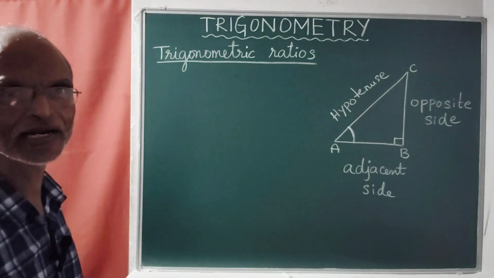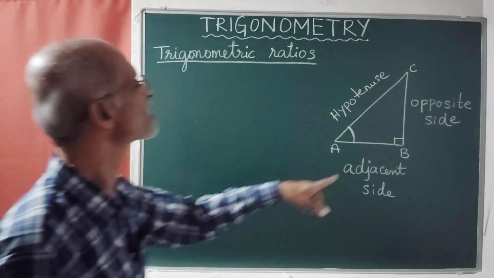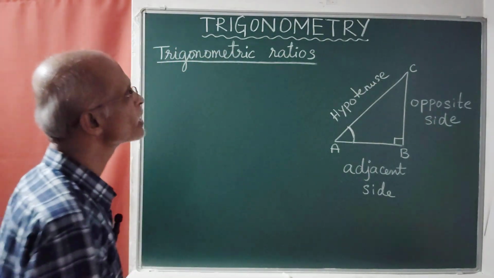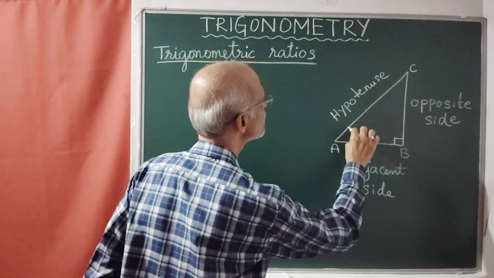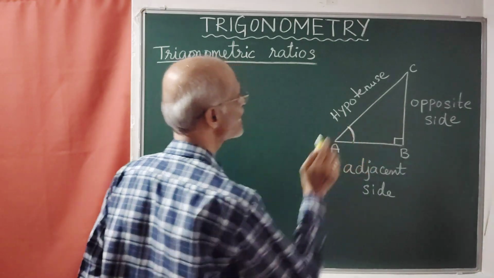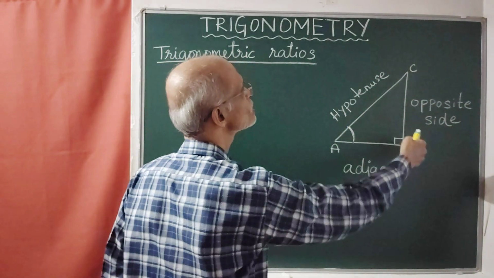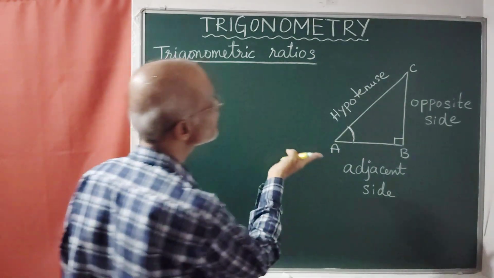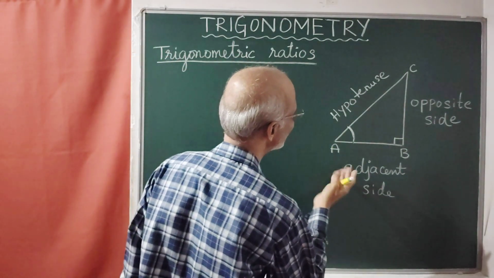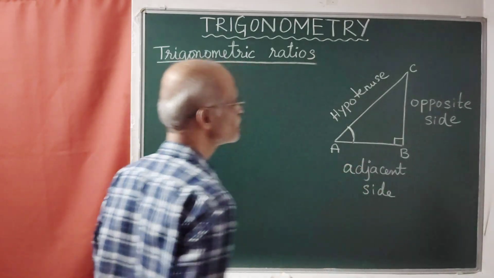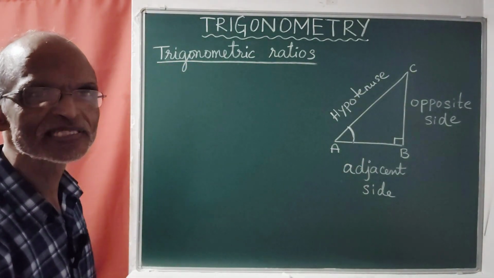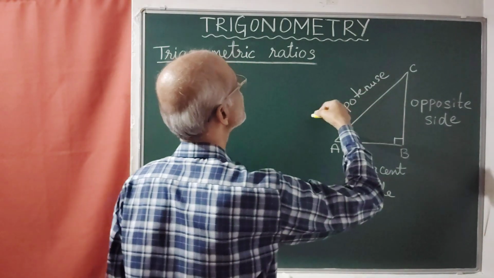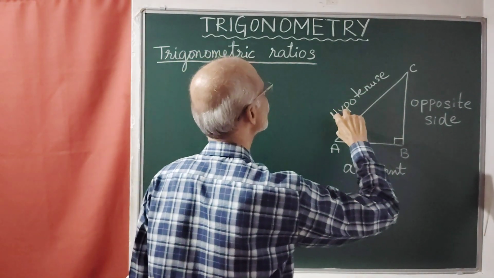ABC is a right angle triangle in which angle B is the right angle. I am talking about only angle A now. For angle A, BC is the opposite side because it's in the front, and AB is the adjacent side because it is beside. AC is the hypotenuse.